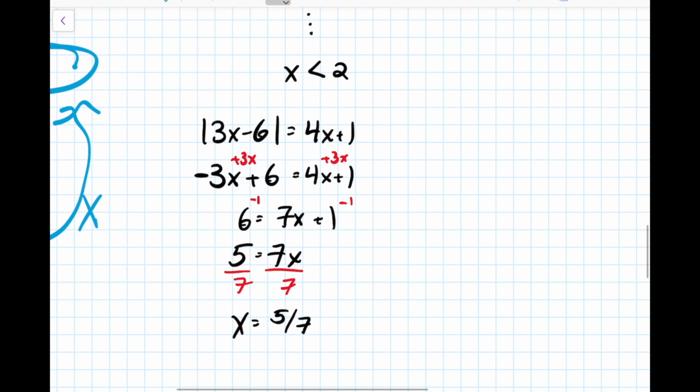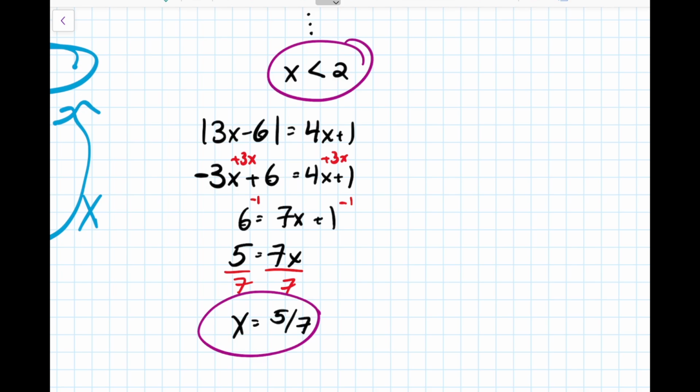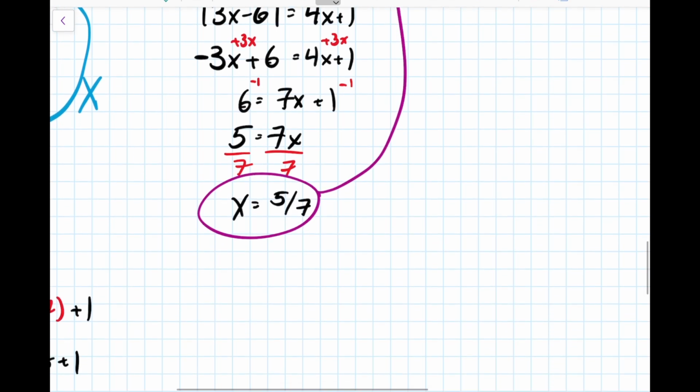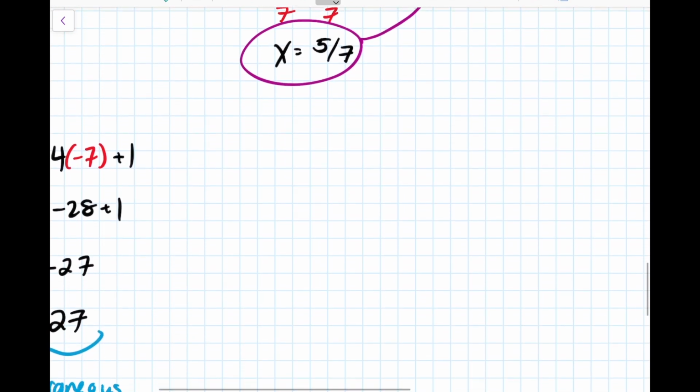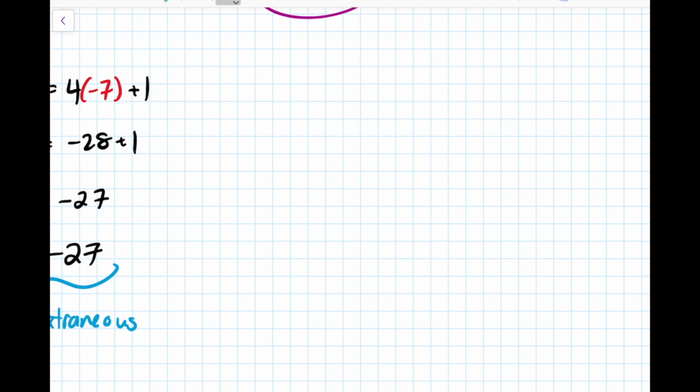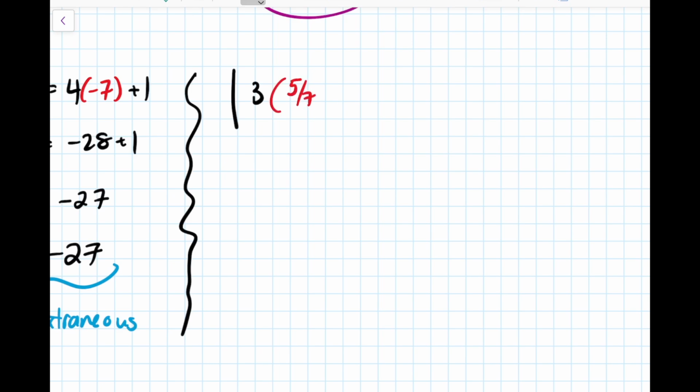If we look at our second solution, 5/7, that is smaller than 2. So that's a good sign at least. But we do still have to do the actual checking to make sure. So let's do this with our fraction, unfortunately, and see how it goes. So we've got the absolute value of 3 times 5/7 minus 6 equals 4 times 5/7 plus 1. So that's going to get me the absolute value of 15/7.